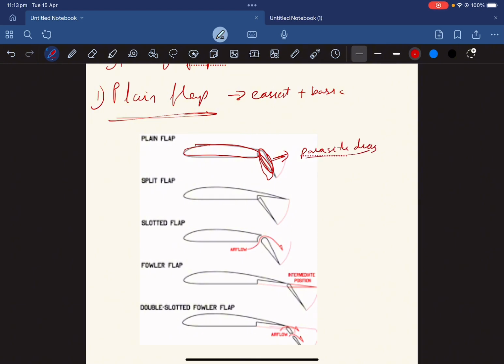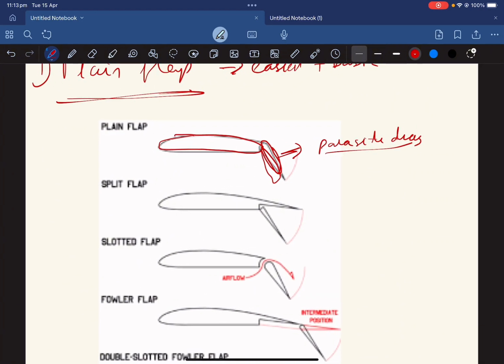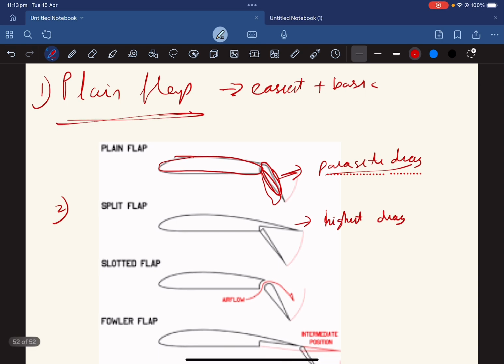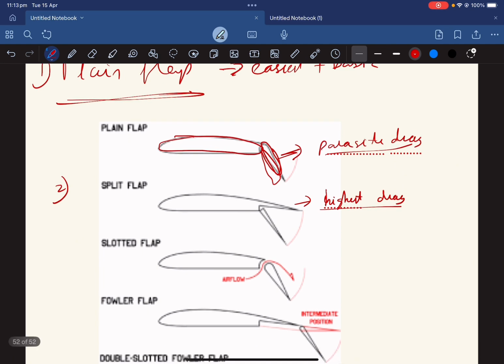All right. And then we have the split flap. This is going to be the second flap. It gives you a good increase in lift, but it's also the flap with the highest drag. You can see that there's a lower surface that splits and comes down like this. That's how you identify it.